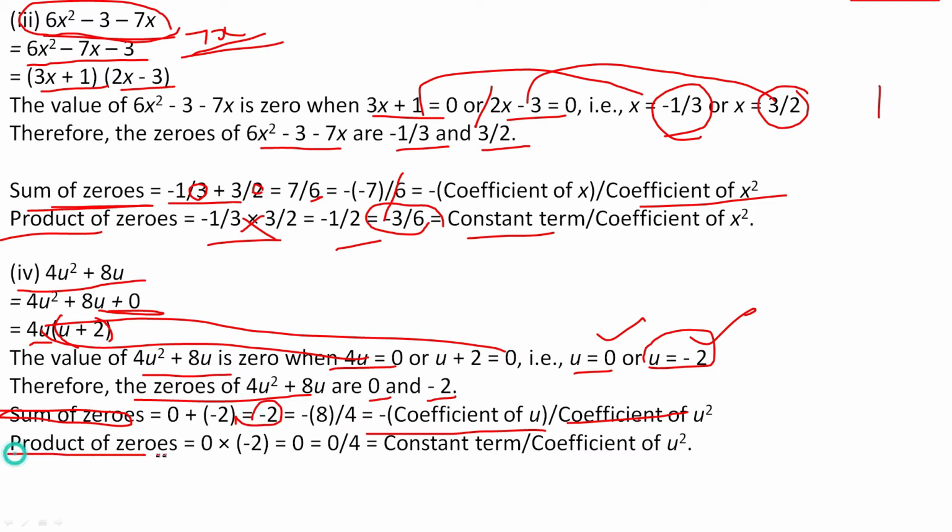Another one, product of zeros: 0 and minus 2 multiplied, you will get 0, so constant term by coefficient of u square, that is actually the product of zeros.